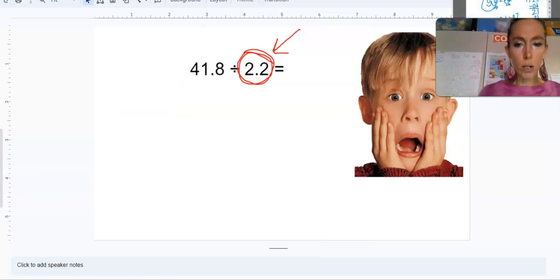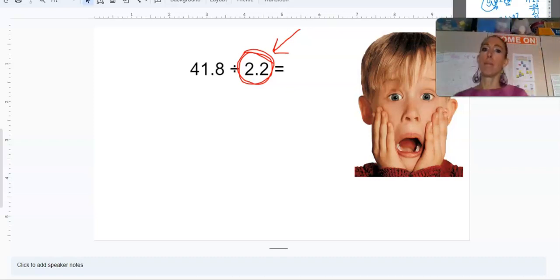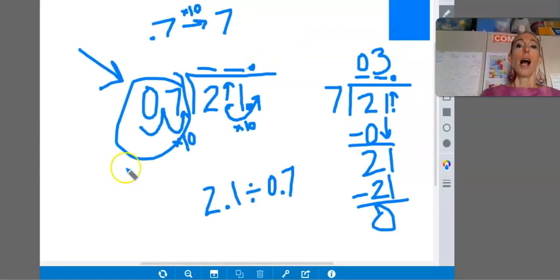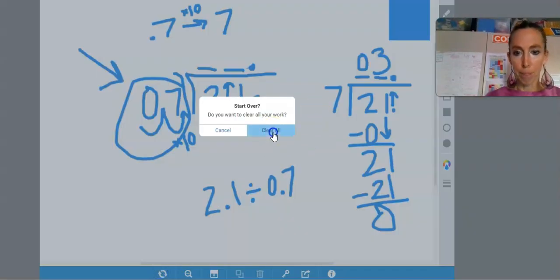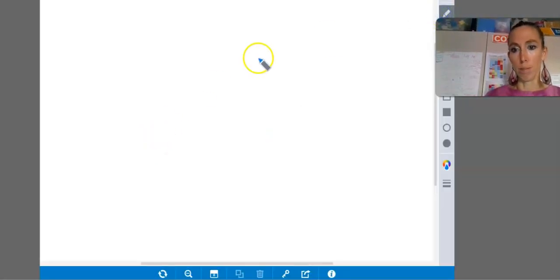So I have 41 8/10. Now, are we going to use a visual on this? Heck no, because I do not want to color in 41 and then 8 more tenths. That would be a total of 418 tenths. And then I'd have to go back and find 2 2/10 and circle groups of those, and it is going to take forever. So no, we're not going to. I'm going to erase what I had before, and we're going to go algorithm, okay?